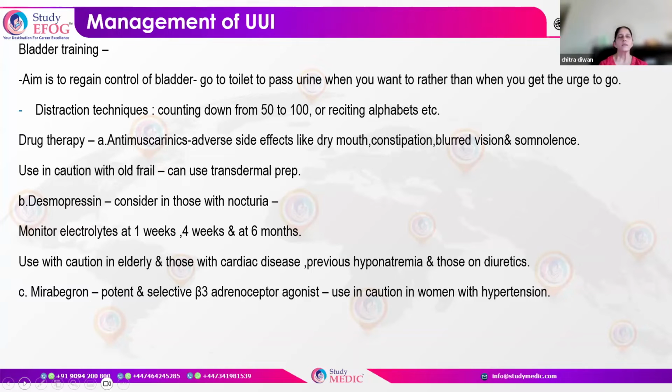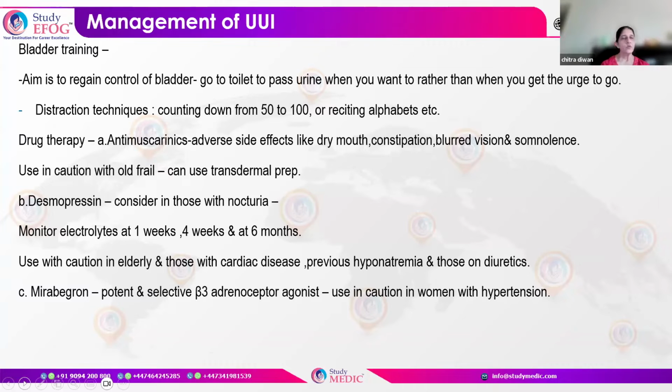The other is drug therapy. In this, basically, we have antimuscarinics, but they have a lot of side effects like dry mouth, constipation, blurred vision, somnolence, and that is why they are not readily accepted by the patients. Remember one thing with drug therapy, you have to use it with caution, especially in old, frail women. And here for these women, you can opt for transdermal preparations rather than oral.